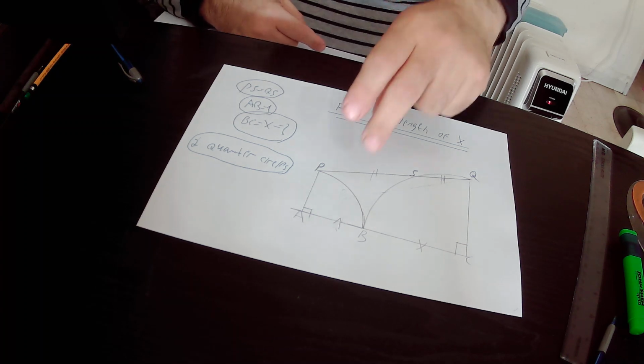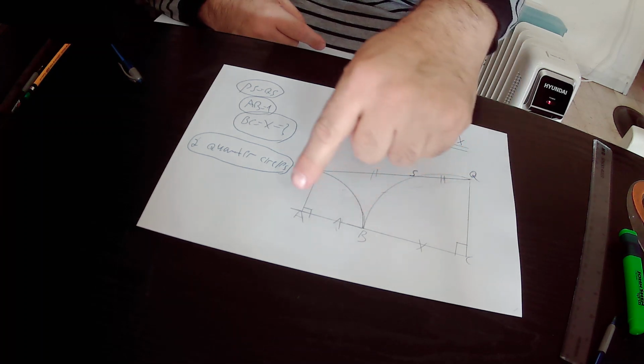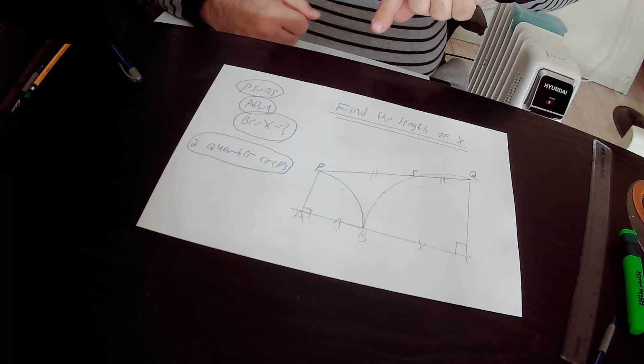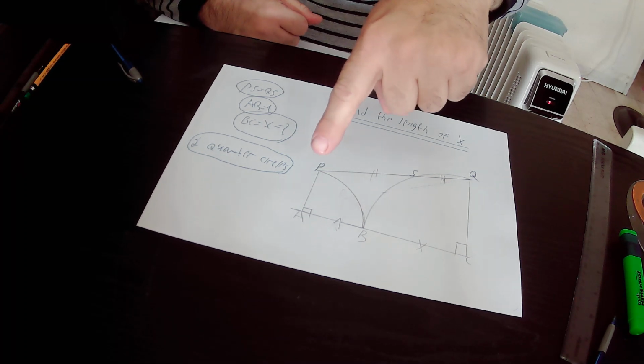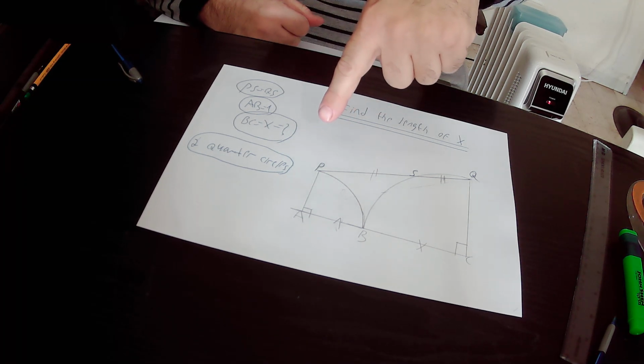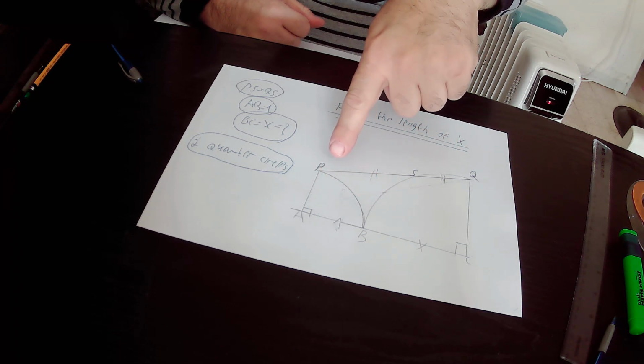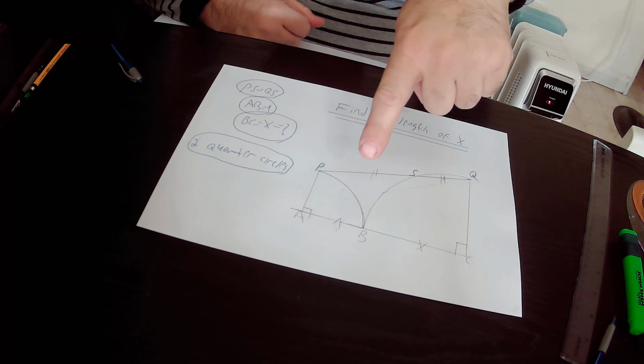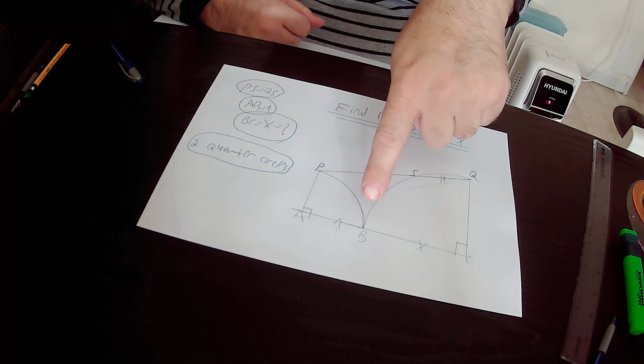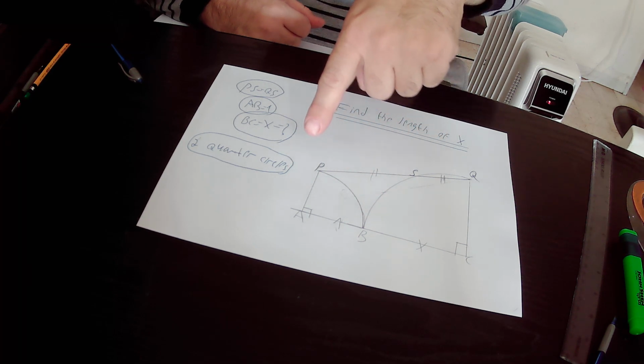First of all, because this is a quarter circle, line segment PA equals line segment AB. They are both the radii of this quarter circle, therefore they are equal to each other. And we know that AB equals 1, therefore PA must also equal 1.